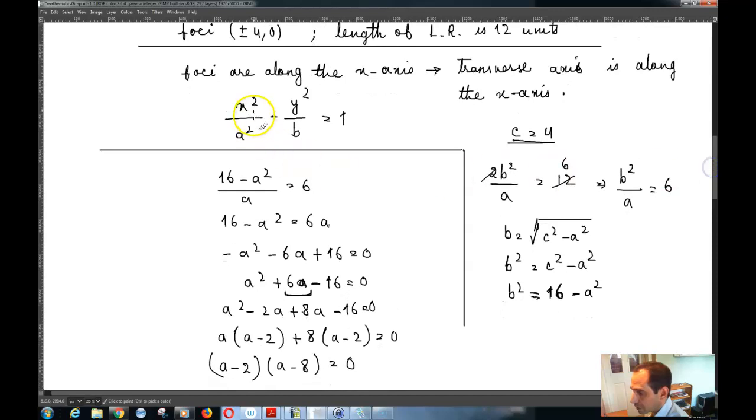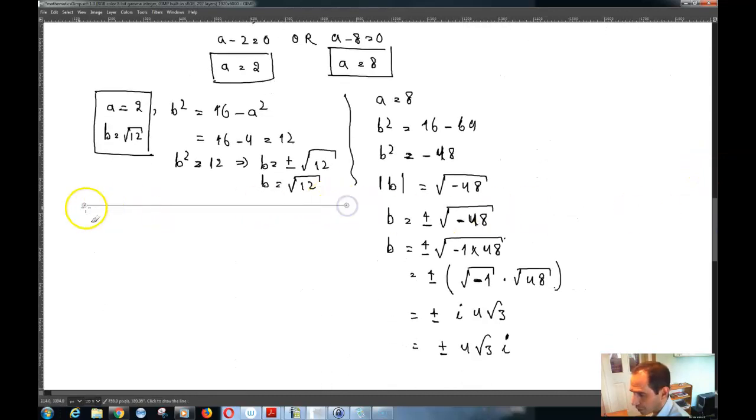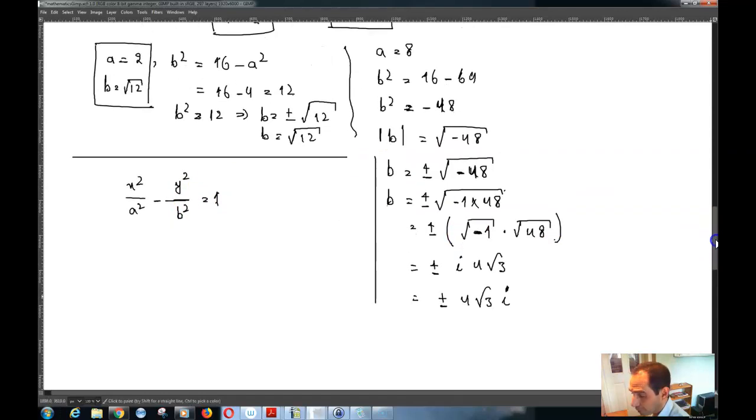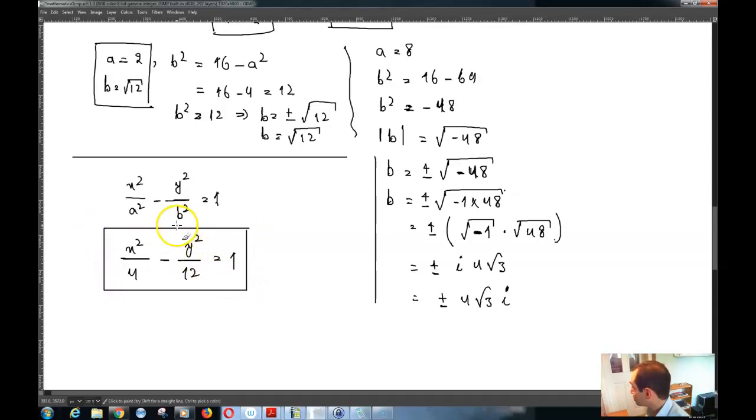So over here we said that x squared over a squared minus y squared over b squared is equal to 1. So I can write x squared by 4 minus y squared by 12 is equal to 1, and that is the answer to your equation. So question number 13 is x squared by 4 minus y squared by 12 is equal to 1.